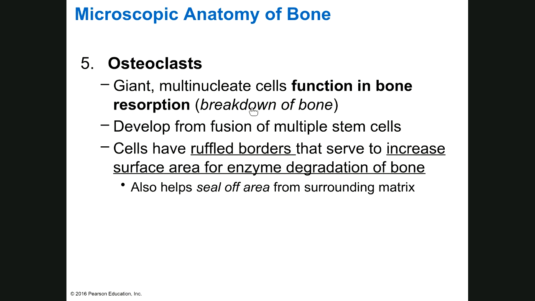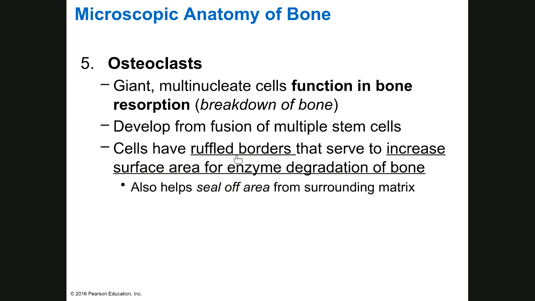They're actually going to break down the matrix of bone. Okay, and remember that its opposite is the osteoblast. The osteoblast functions in bone deposition, where it's going to deposit or lay down matrix, right? Now, as far as how this one develops, it's actually kind of complicated, so we're not going to get too much into it. But basically, our osteogenic cells will become osteoclasts.